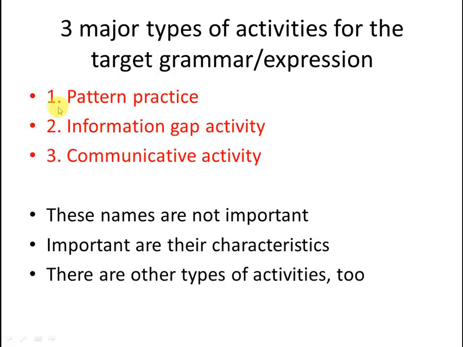And these are three major types of activities. So the first one is called pattern practice. The second one is called information gap activity, and the third one is called communicative activity. Actually, these names are not very important. Important are their characteristics. So please try to understand the characteristics of each of these activities. And also there are other types of activities which I don't explain in this video.